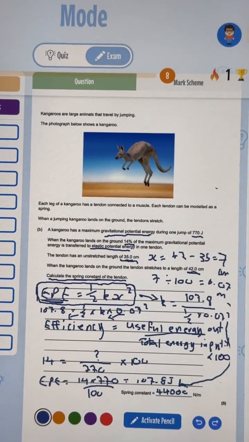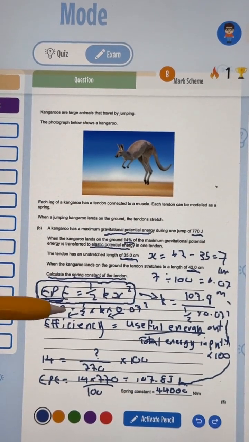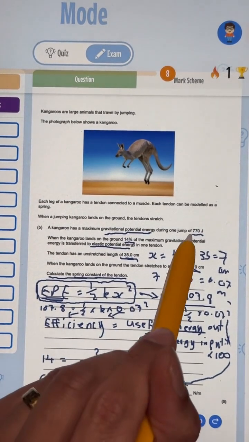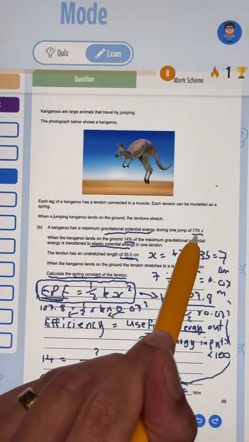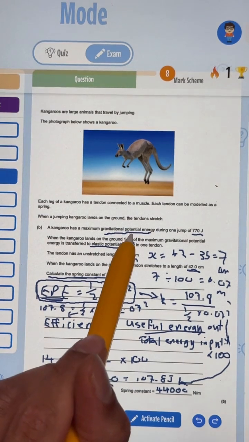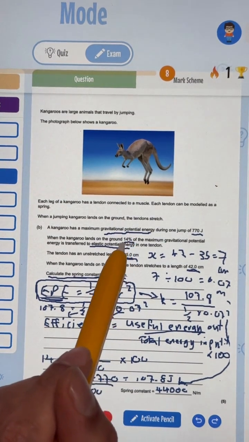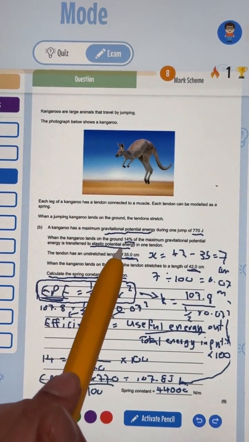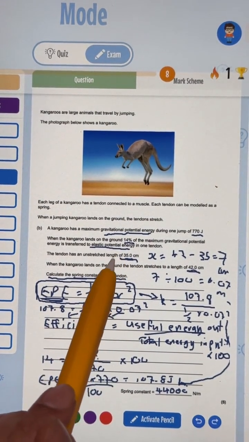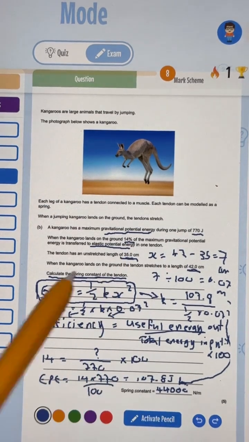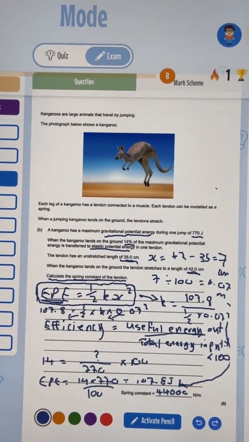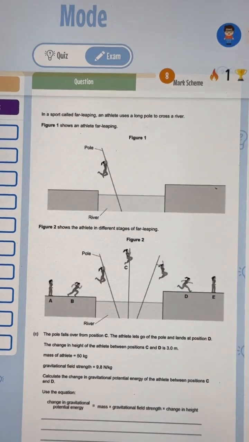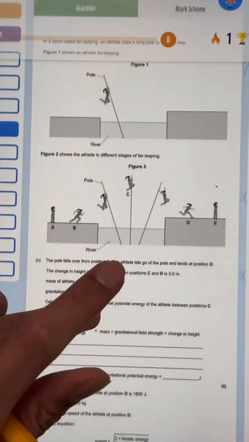You mentioned why efficiency doesn't come in. The reason is that the 770 joules is for gravitational potential energy, and they've told us the percentage of that maximum gravitational potential energy that is converted into this. So we know how much of this energy becomes this. That's why I've used it. So let's move on to this question.